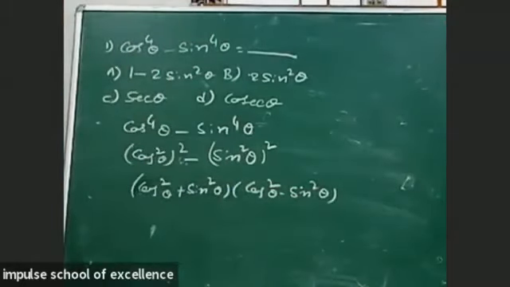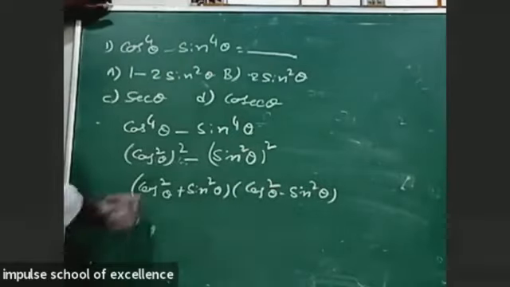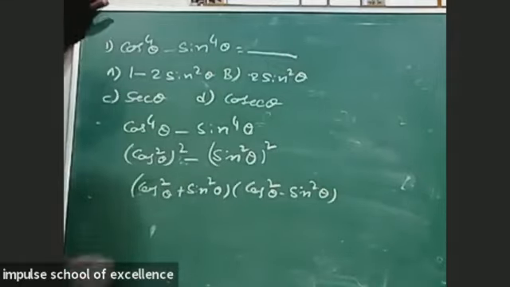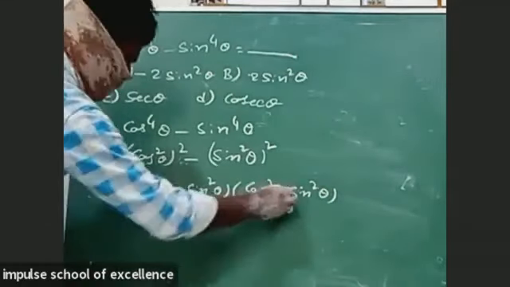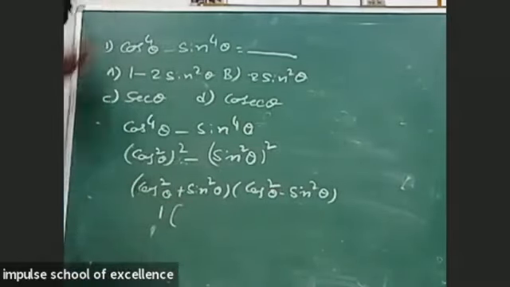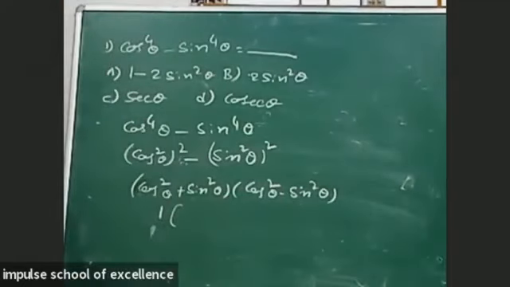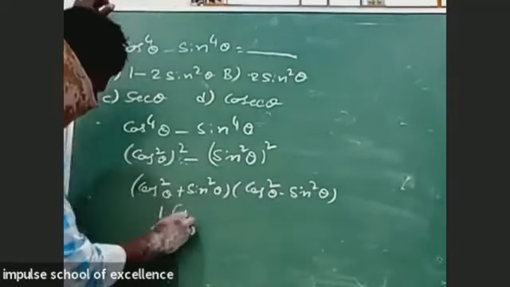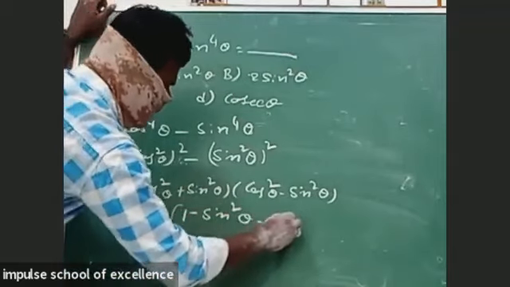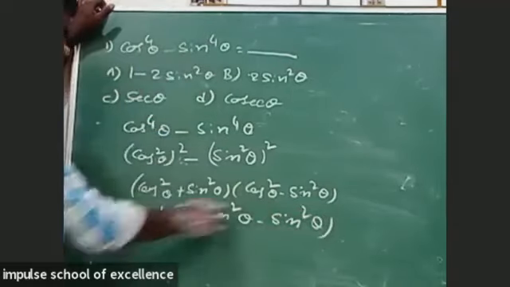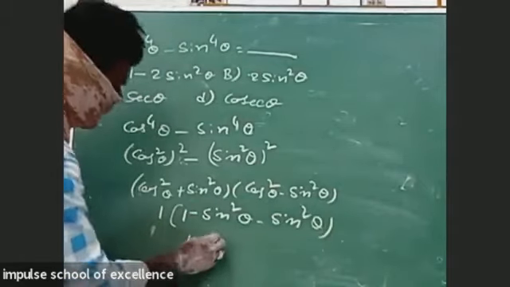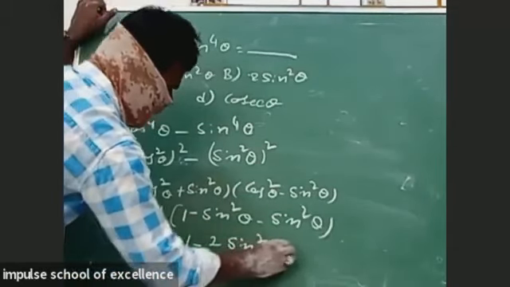So we know that cos square theta plus sin square theta is equal to 1. So we can take it as 1. In the same way, this one we are going to write as 1 into, so from here 1 is common, right? 1 minus sin square theta minus sin square theta we are going to write. This cos square theta we write as 1 minus sin square theta. So that is 1 minus 2 sin square theta.